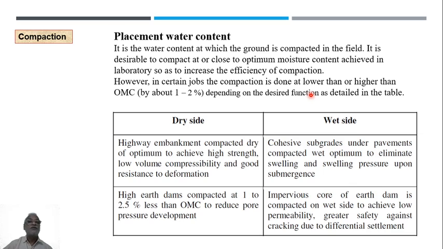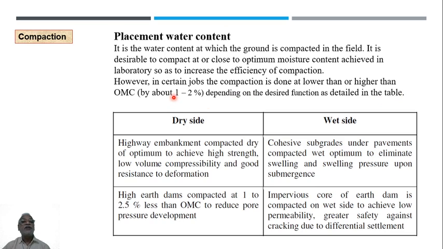Okay, now here, what is placement water content? It is the water content at which the ground is compacted in the field. It is desirable to compact at or close to the optimum moisture content achieved in the laboratory, so as to increase the efficiency of the compaction. This is obvious because we have tested for that purpose only, to find out what is the best moisture content. Obviously it is recommended to use the same, but however in certain jobs the compaction is done at lower or higher than OMC by just 1 or 2%, depending upon the desired function as detailed in the table.